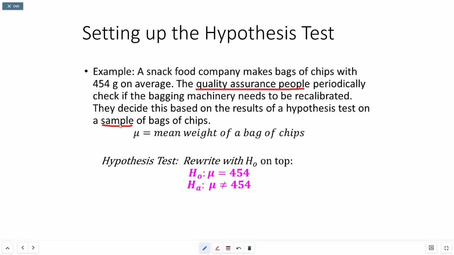So that's the key. The sample is a smaller number, right? And they're trying to say something about mu, which is the average for all the chips that bagging machinery would bag. So it's the mean weight of a bag of chips, of all bags of chips made by this bagging machinery at this point in time. So they're concerned about it not being 454, right? Make sure you can follow the logic here, and you would be able to do this yourself. Their concern, because they're the quality assurance people, is that it's not equal to that. So their concern is actually the alternative. And then the mathematical opposite is that it's equal to the stated weight printed on the bag, 454 grams.